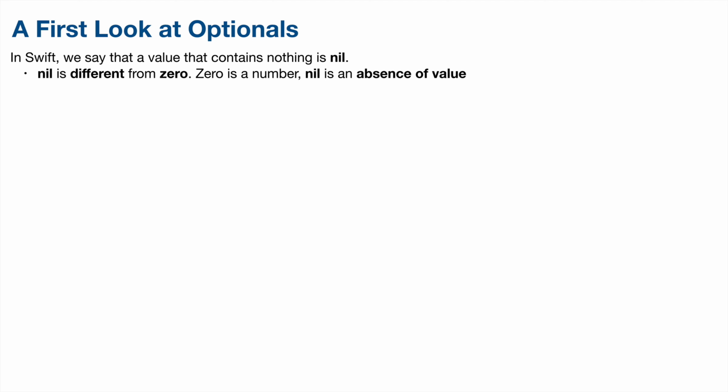Well, here's the scoop, and this concept of optionals is a little tough for developers to wrap their heads around, and we'll return to this concept of optionals for more discussion in the future, but this is a good time for us to introduce it. Now in Swift we say that a value that contains nothing is nil. Now, nil is different from 0. 0 actually is a value. It's a number, but a nil is an absence of value. There was no value attributed to it. You expected something, there's nothing in there.